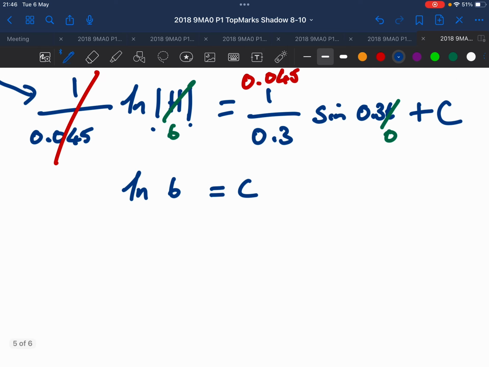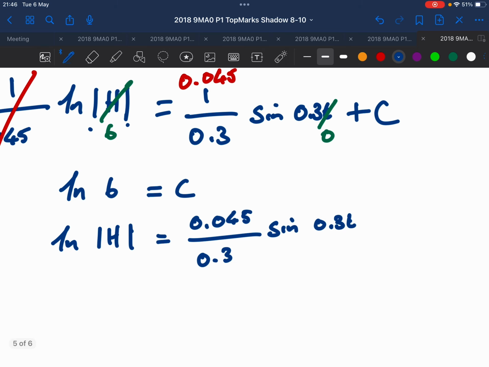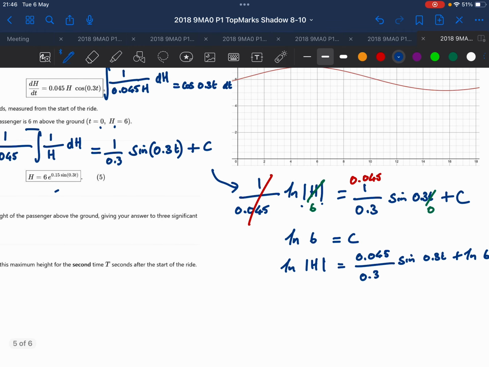So now I know that, I'm going to rewrite the previous line with that c value in. So it equals 0.045 over 0.3 sine 0.3t plus natural log 6. Okay, so that's what I would do as my next step. And what do we need to do next?